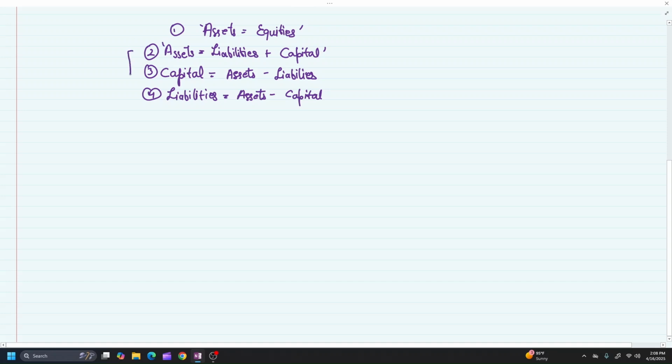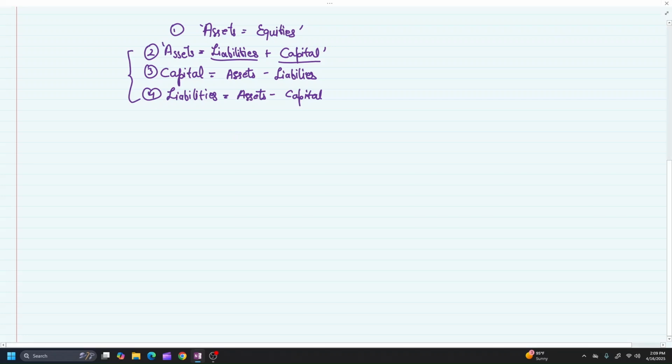Now, these three are one and the same. Like if you are a math student, you know what I am doing. Just sending this to the other side to get liabilities. Then to get capital, I send the liabilities to the LHS that way. So if you just memorize any one of the formulas from 2, 3 and 4, it's sorted for you, right?